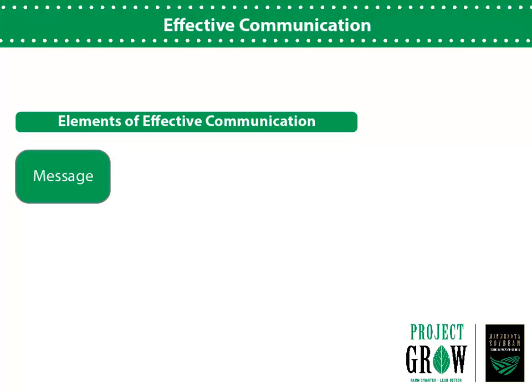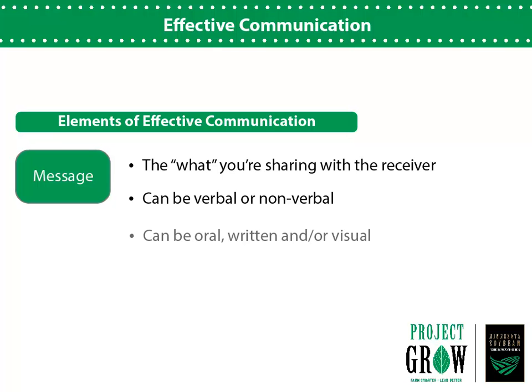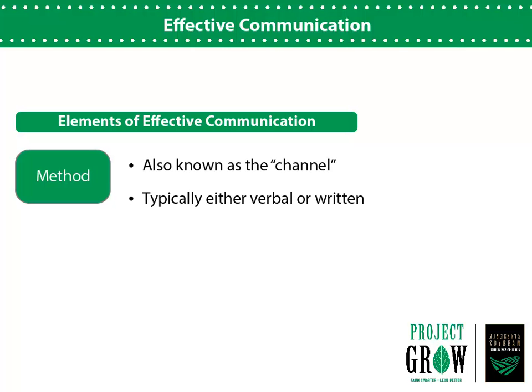Next is the message. This is the what or the meat that you're sharing with the receiver. A message can be verbal or nonverbal. It could be oral, meaning spoken, it could be written, or it could be visual. Example messages could be handwritten instructions that you left for someone you work with, a story that you share at a bank meeting about something that happened to you the other day. The possibilities are endless. Method is next. Method can also be known as the channel. This is basically how you choose to package your message. The method is typically either verbal or written.